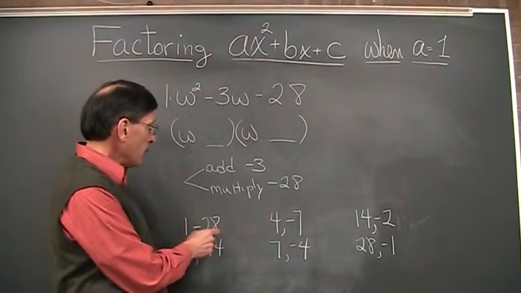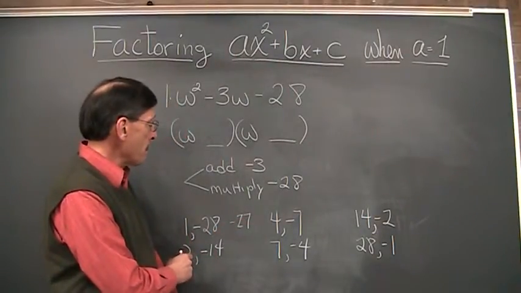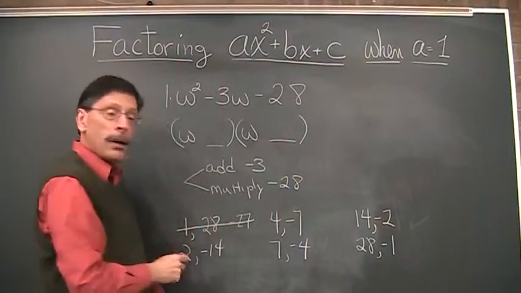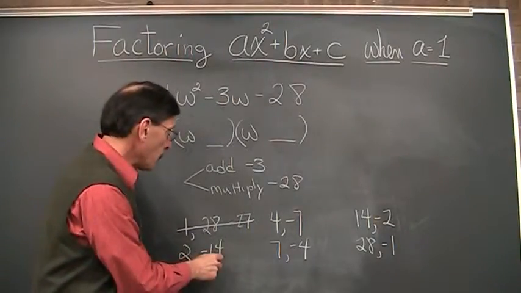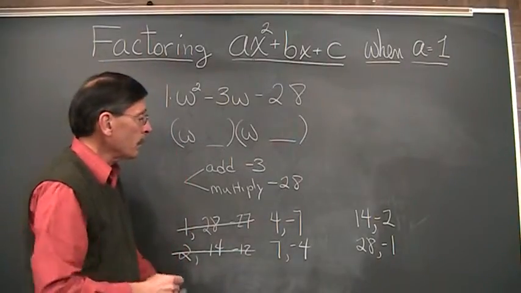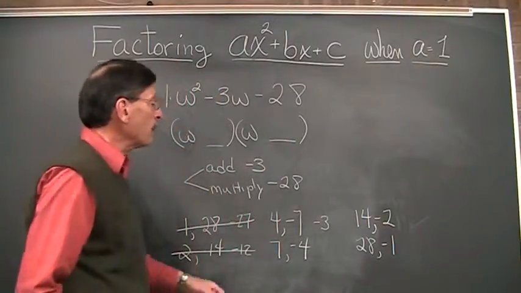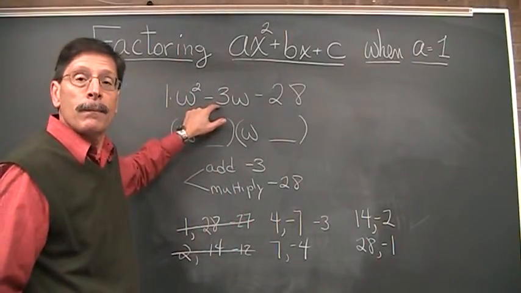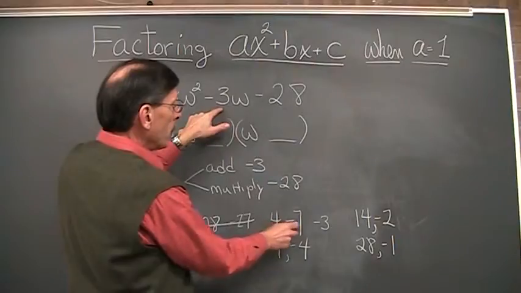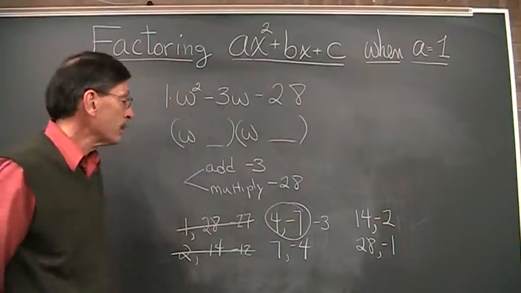So 1 and -28, when I add them, give me -27. And no, I want -3. That pairs out. 2 and -14, when I add them, give me -12. Nope, looking for -3. 4 and -7, when I add 4 to -7, I get -3. We have it. 4 times -7 is -28. And when I add 4 to -7, I get -3. I have my pair of numbers.